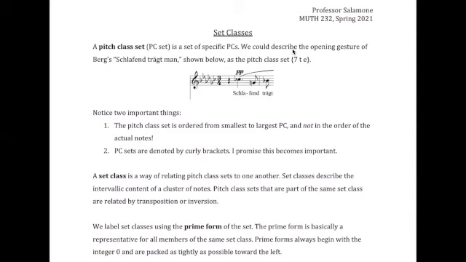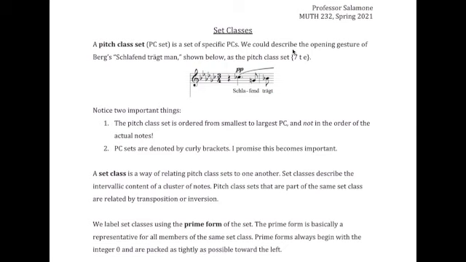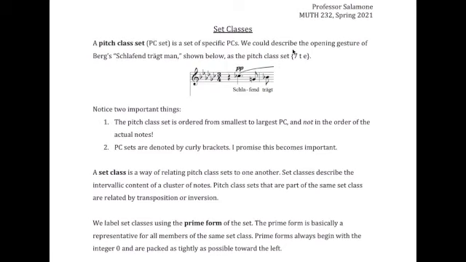The first thing we're going to talk about is a pitch class set, or PC set, and that is a set of specific pitch classes. Looking at that little snippet of Berg's score, you can see that I've labeled that PC set as 7TE. And that is simply from the pitch classes involved. We have C flat, which is E, G, which is PC7, and B flat, which is PC10.